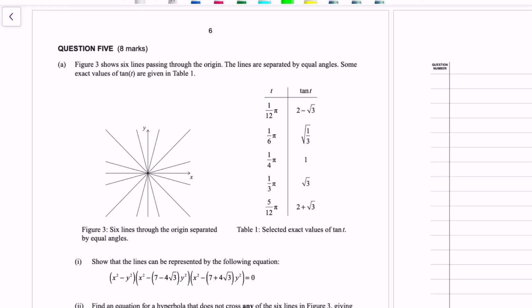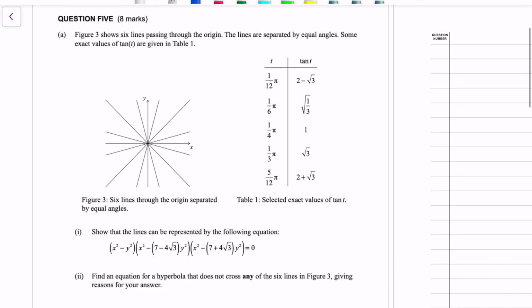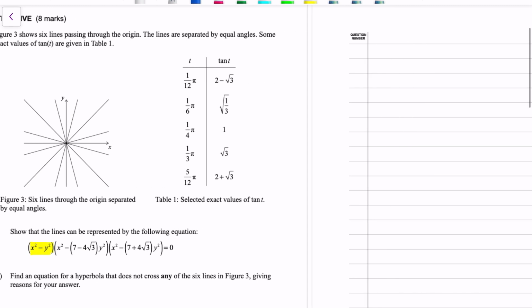Okay, so the first question here, show that the lines can be represented by the following equation. So there are 6 lines. And if we think about the brackets there, each of them generate 2 of them. The first one's pretty straightforward. X squared minus y squared is 0, so y equals plus or minus x.